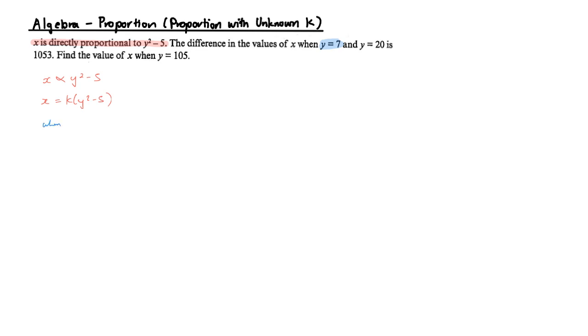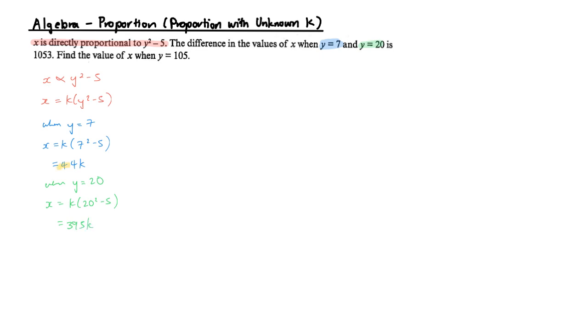When y equals 7, you substitute inside, x will be k(7 squared minus 5). That will be 44k. Now, if y equals 20, substitute in the same equation, you get x equals k(20 squared minus 5). That will give you 395k.